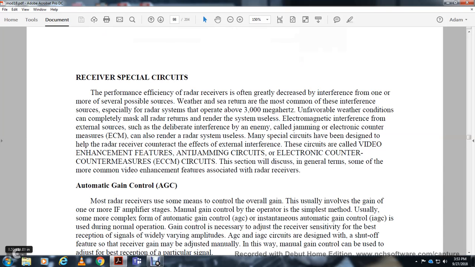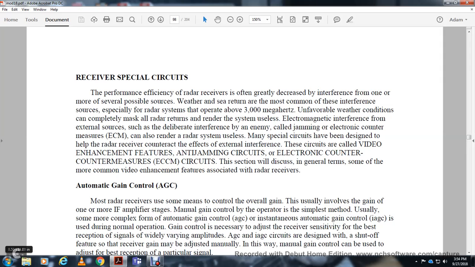Receiver special characteristics. The performance efficiency of the radar receiver can be greatly decreased by interference from one or more of several possible sources. Weather is the most common source of interference, especially for a radar system operating at 3,000 MHz, where unfavorable weather conditions can completely mask all of the radar returns and render the system unusable. Electromagnetic interference is another source.